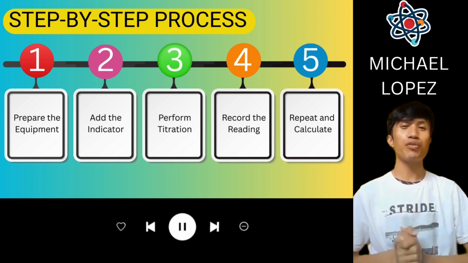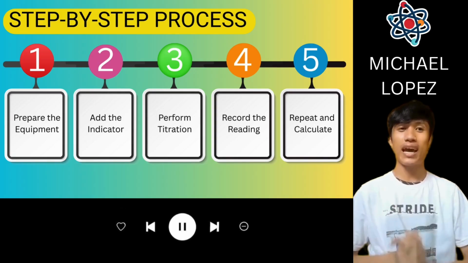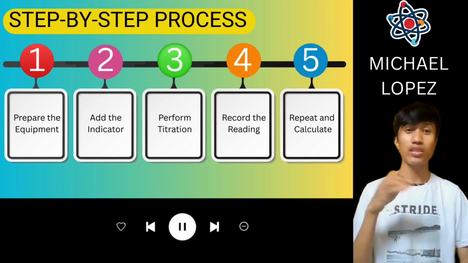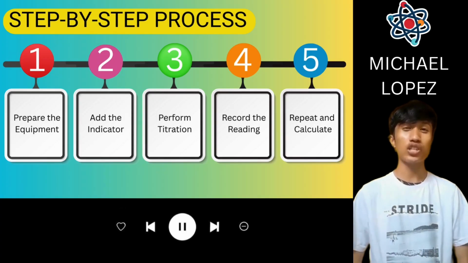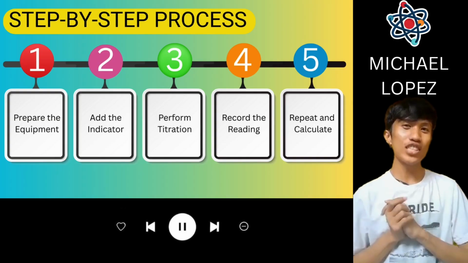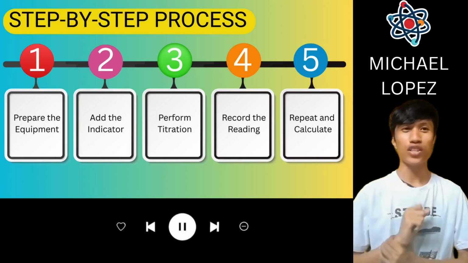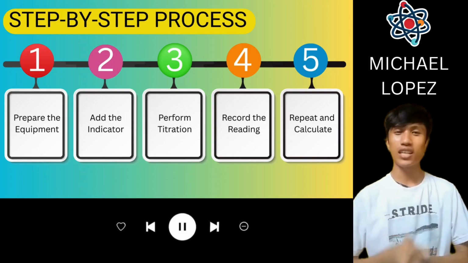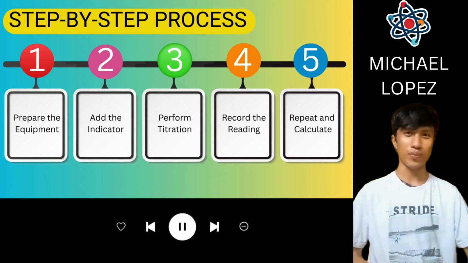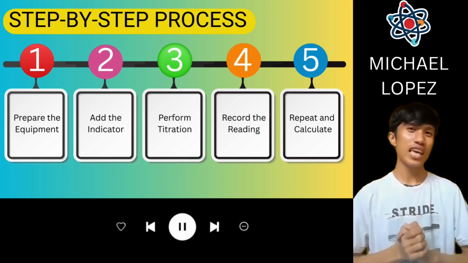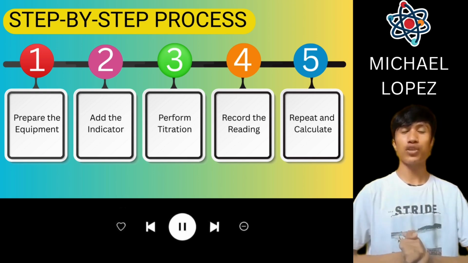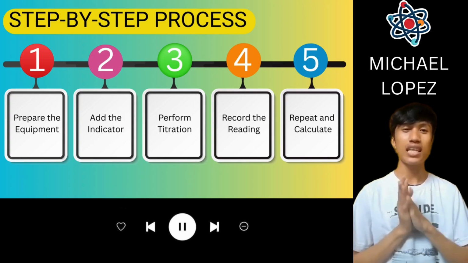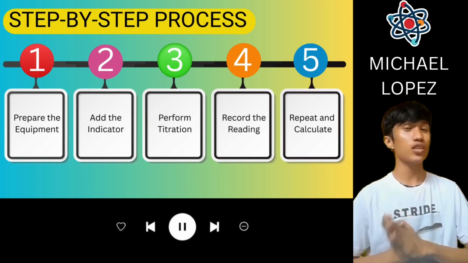Thirdly, we must perform the titration. Slowly add the titrant from the burette into the analyte while continuously swirling the flask until a color change indicates the endpoint. Fourth is to record the readings. Note the volume of titrant used from the burette when the color change occurs. This is your titration reading. And lastly, repeat and calculate. Repeat the titration for accuracy, usually 3 consistent readings, and calculate the unknown concentration using the titration formula.